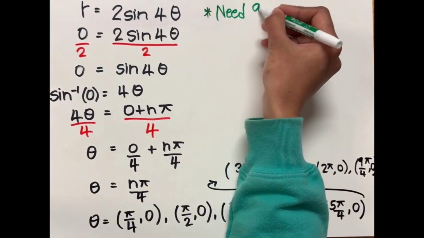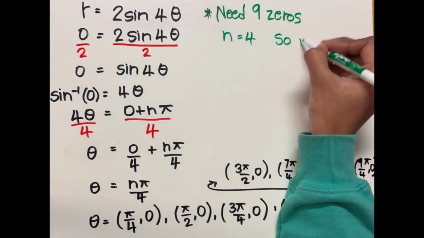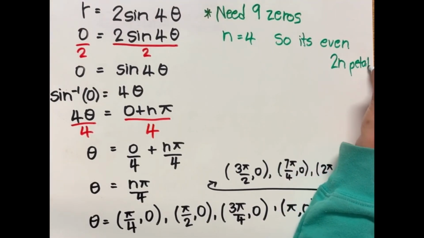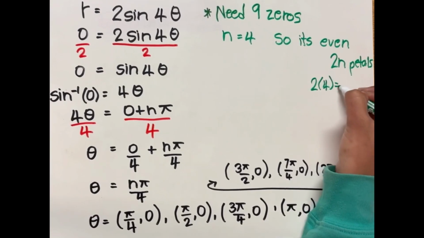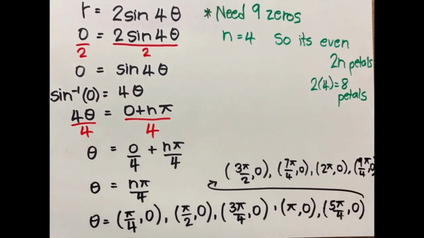Also, noting that we need 9 zeros since n equals 4, and it's an even function. We get the 9 zeros because there's actually 8 petals, which you get by 2n, so 2 times 4 equals 8. And then you would need 9 zeros.